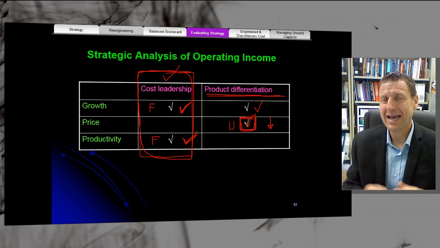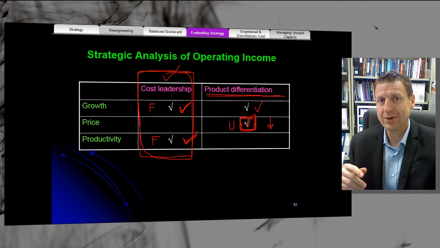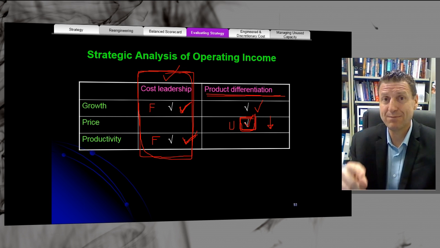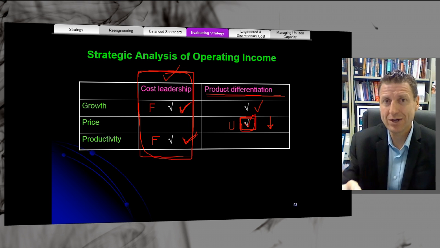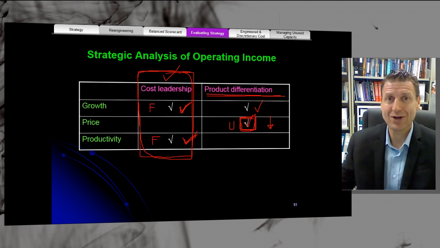There you have it. And that's why understanding the growth component, the price recovery component, and the productivity component is important for your knowledge as an accountant or a manager in your organization.